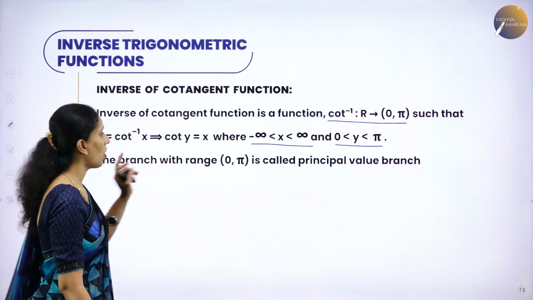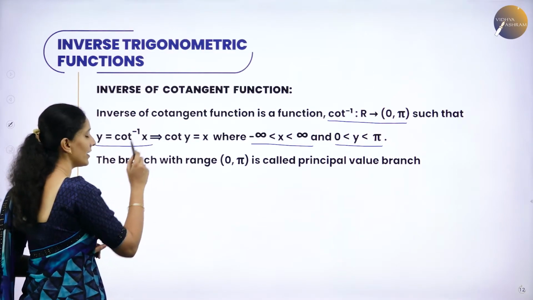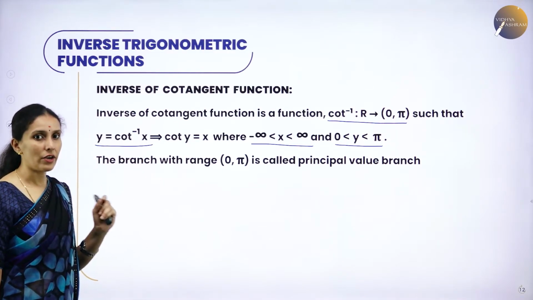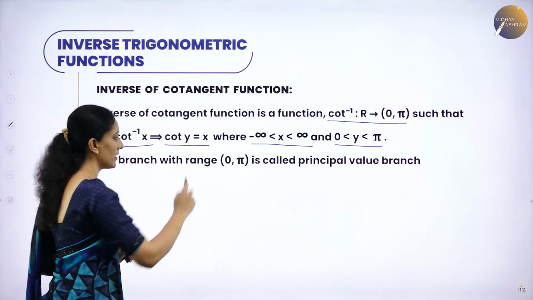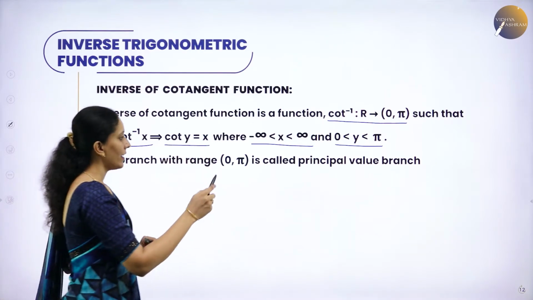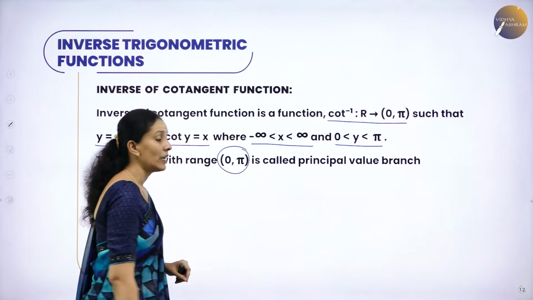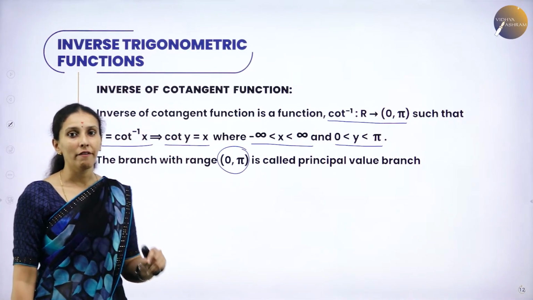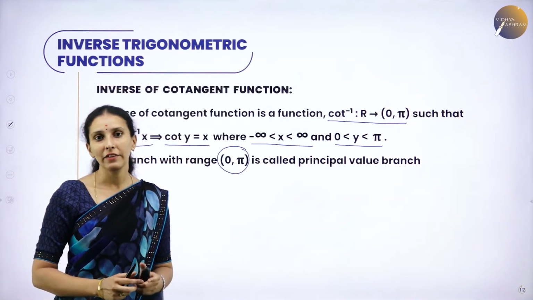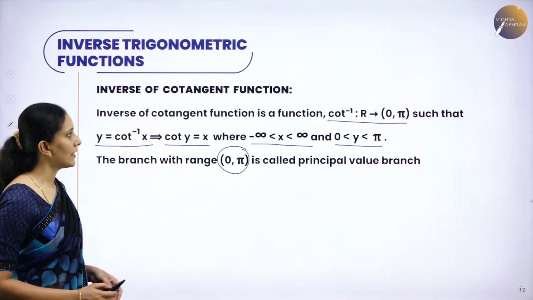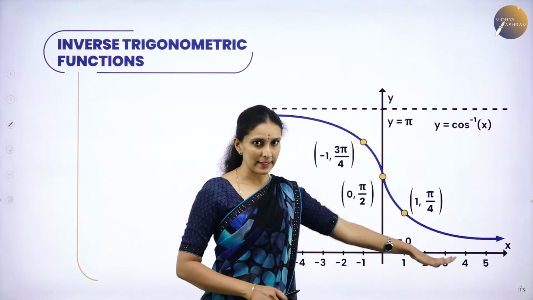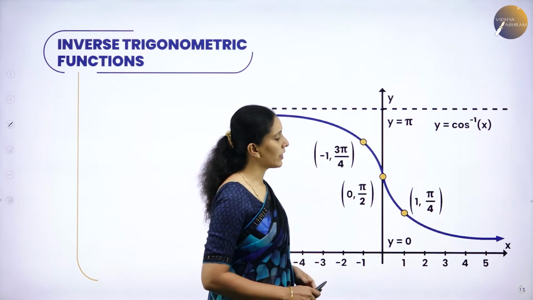And we define cot inverse in the form of y is equal to cot inverse x, such that we can write it in the form of cot y is equal to x. And the interval 0 comma pi is called the principal value branch of the inverse cot function. Let's see the graph. So this is the line y is equal to 0 and this is the line y is equal to pi here.